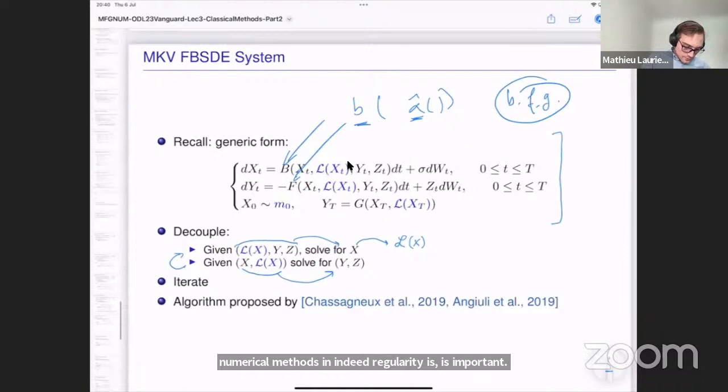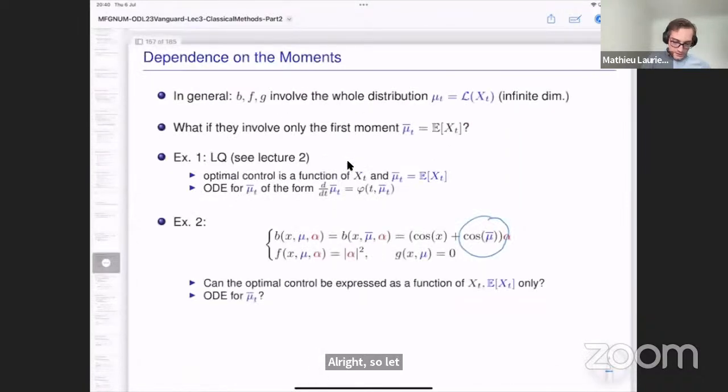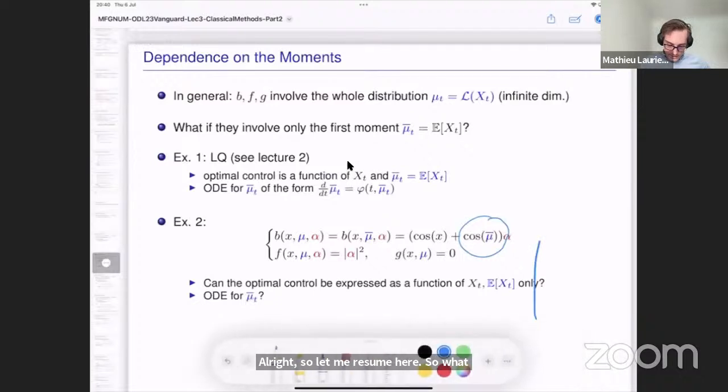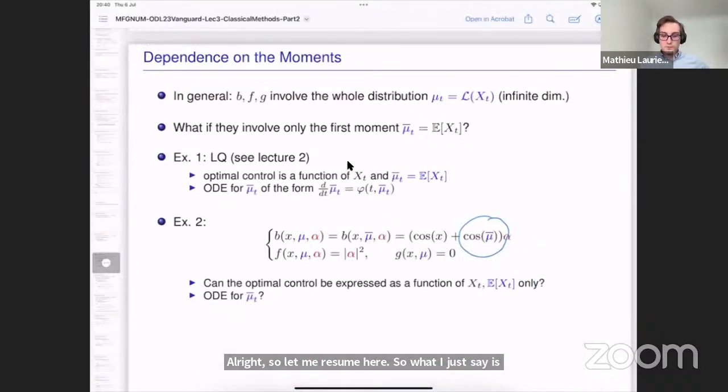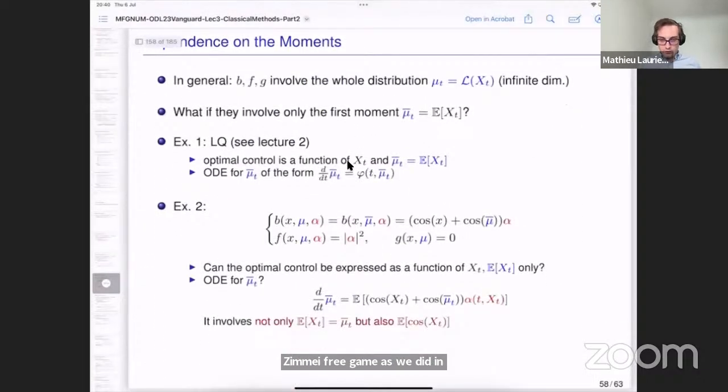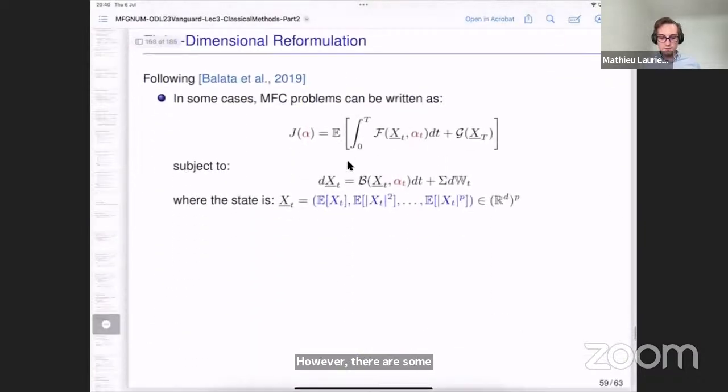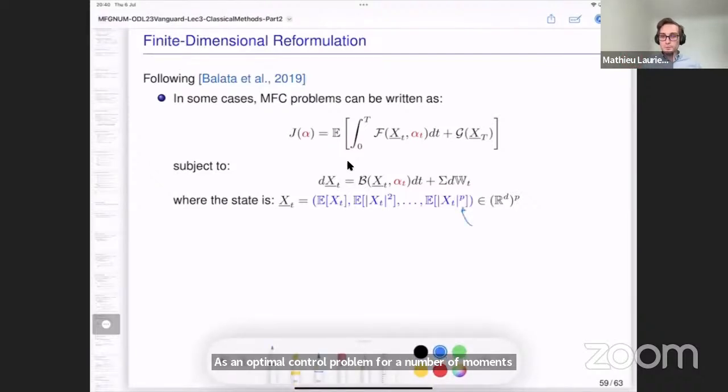All right, so let me resume here. So what I just said is that it's not because the drift and the cost depend only on the first moment that you will be able to solve the mean-field game as we did in the linear quadratic case. However, there are some cases. So there is a class, you can make some assumptions on the drift, on the cost, such that the mean-field control problem can be rewritten as an optimal control problem for a number of moments, but a finite number of moments, for example, up to p, let's say.